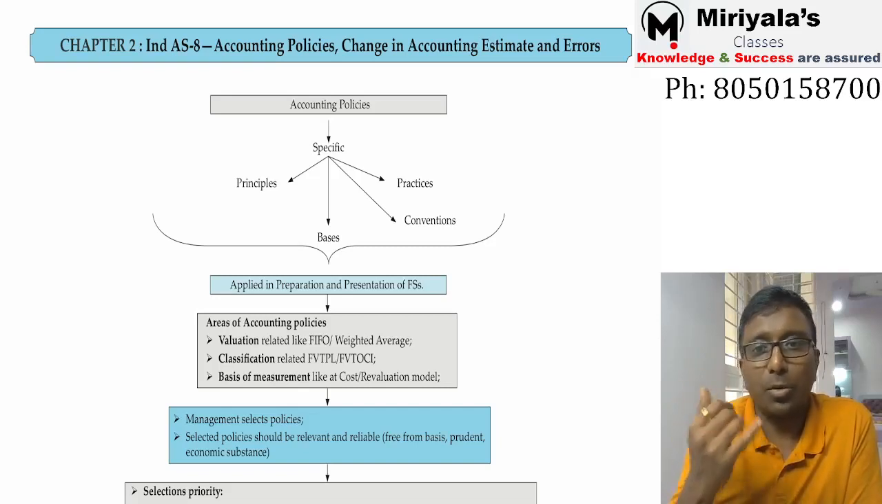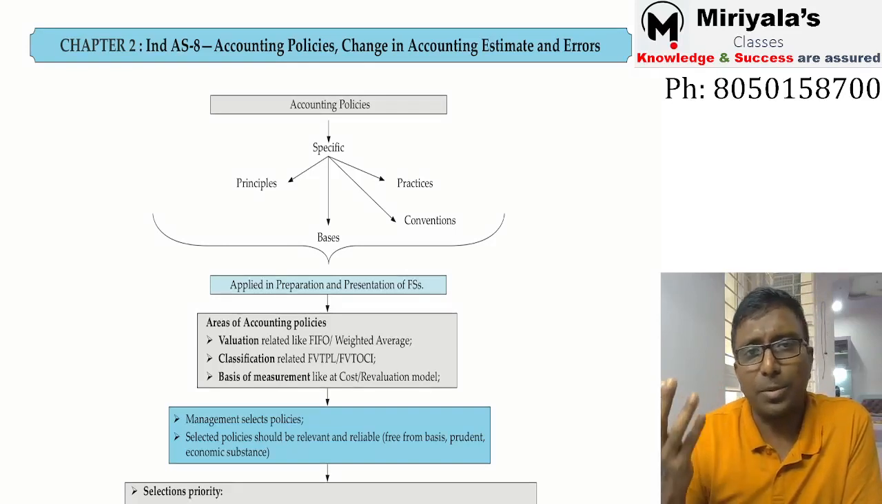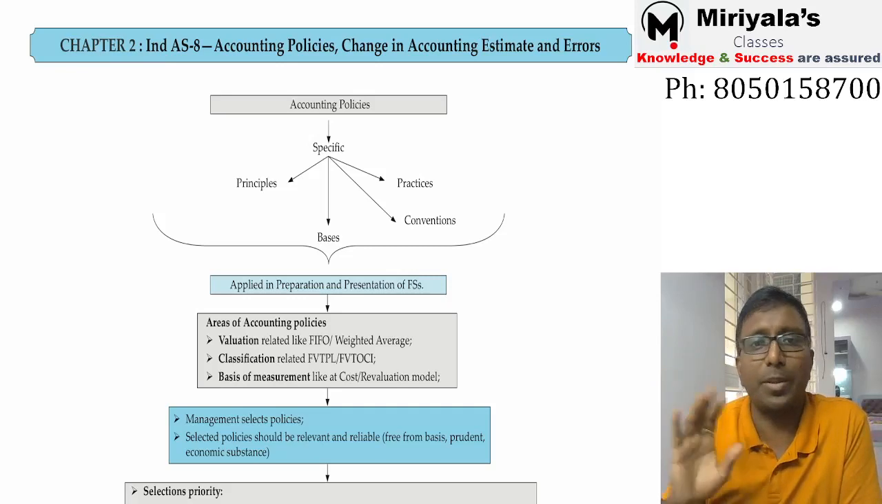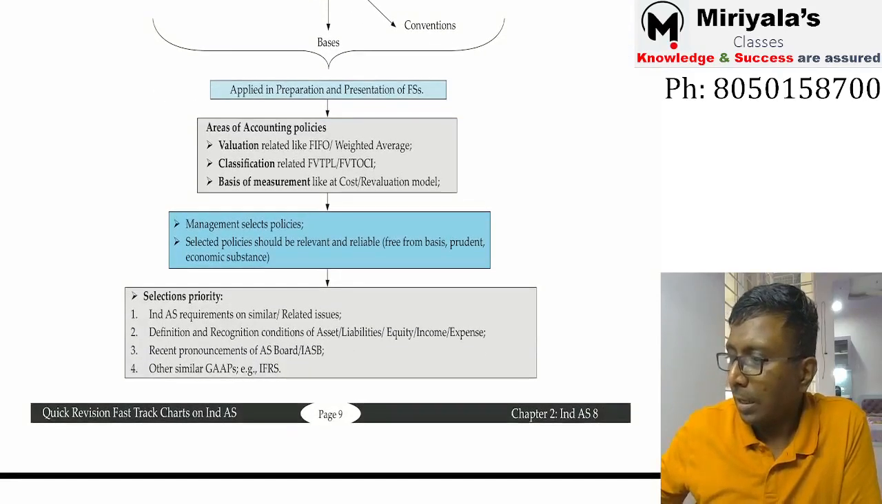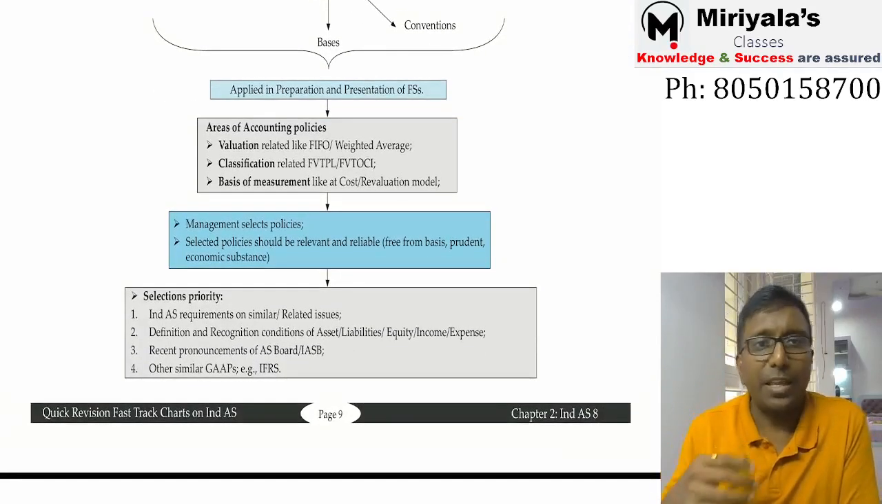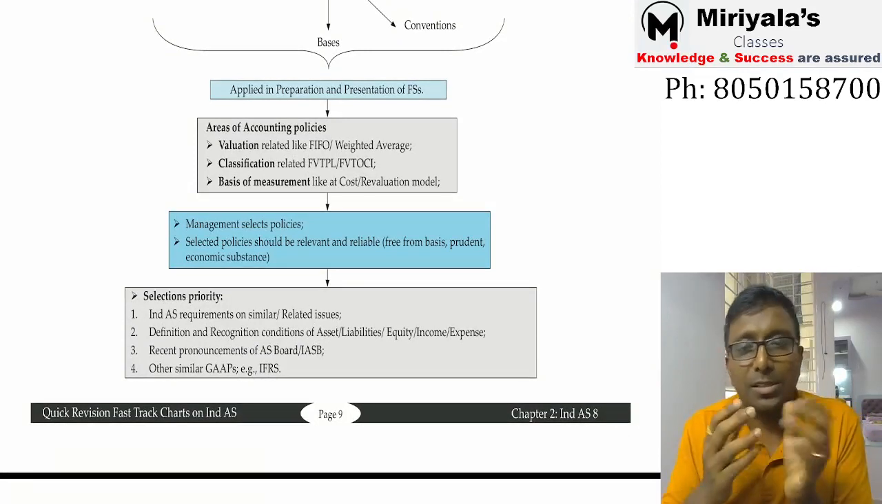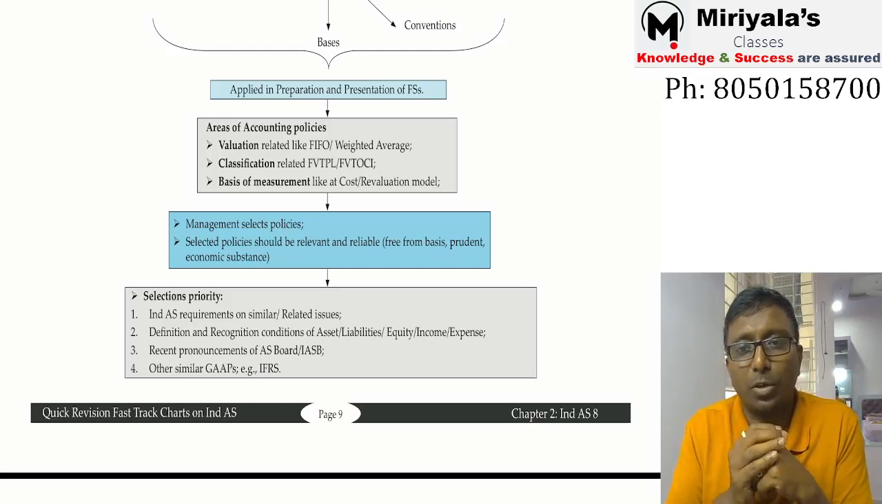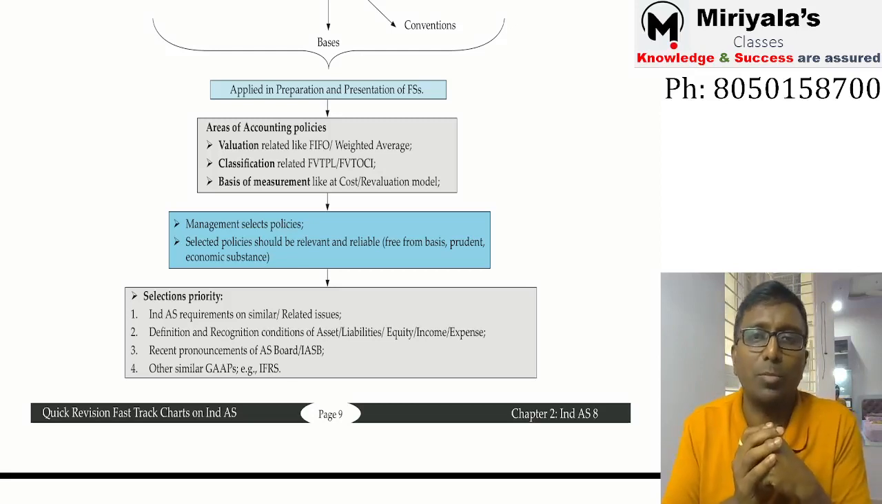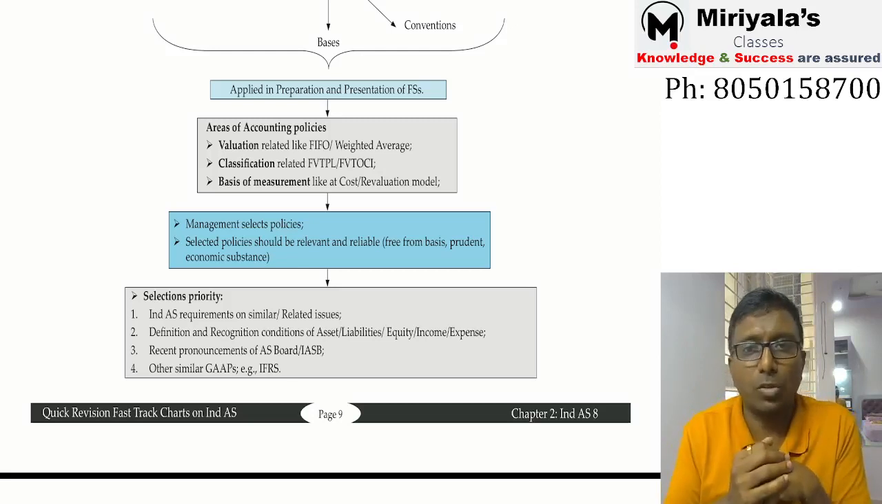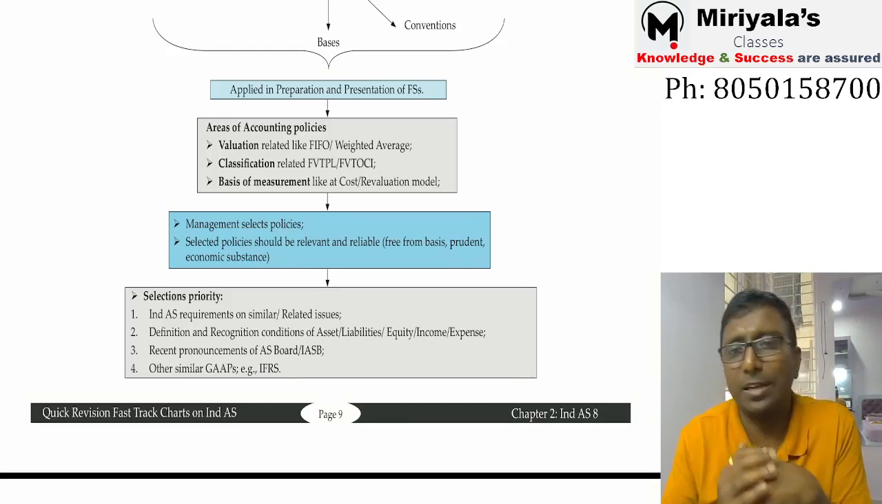So what is an accounting policy? Accounting policies are the basic thing. They are the principles, rules, conventions, practices, whatever is adopted by the company while preparing the financial statements. Yeah. So what are the areas? There are accounting policies in measurement. Classification also has accounting policies. Disclosures also have accounting policies. Valuation also has accounting policies, which are very clearly given.